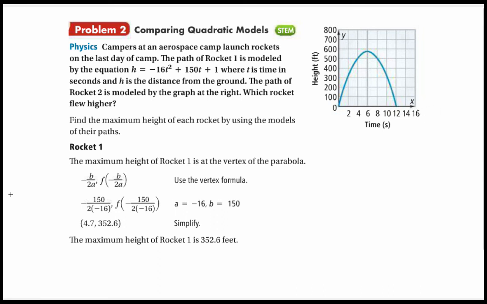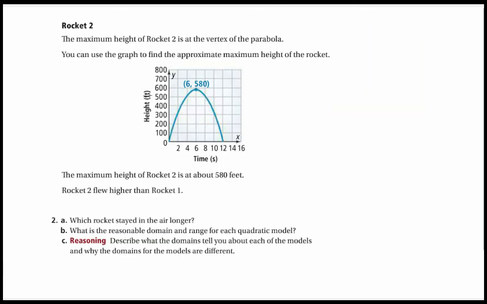So what we do is we say, all right, for rocket 1, the maximum height of rocket 1 is at the vertex of the parabola. So we just have to go ahead and determine that vertex. So we use our formula -b/2a, and here we have our calculation of this. And so the vertex of the parabola of rocket 1 would be given by the point 4.7 and then 352.6. So the maximum height of rocket 1 is 352.6. So there's rocket 1.